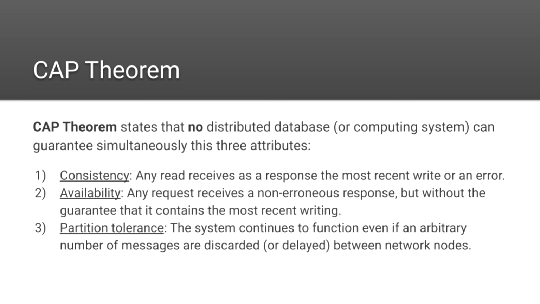By consistency, it means that the database should always return the most up-to-date value or an error. By availability, it means that the database should always return a value and never an error. That value may not be the most recent write. And by partition tolerance, it means that the database will continue to function, even when messages are delayed or dropped between different nodes of the network.